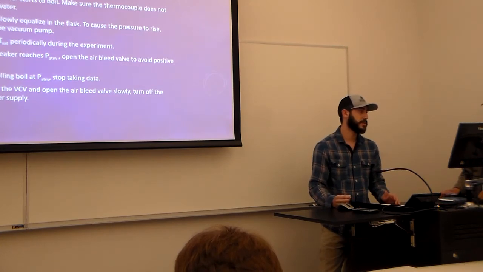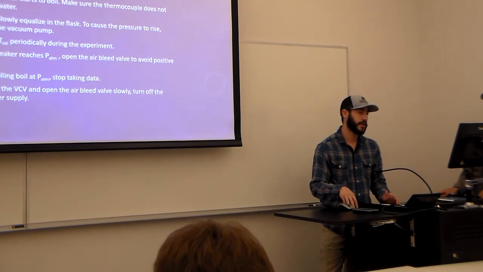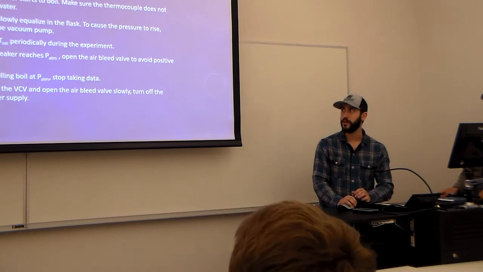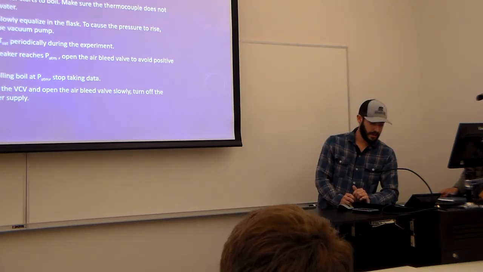Next, the pressure needs to slowly equalize in the flask. So to cause the pressure to rise, you're going to slowly close off the lines of the vacuum pump. Then you're going to want to keep an eye on the saturation pressure and temperature periodically during the experiment. And before the pressure in the beaker reaches atmospheric, you're going to open the air bleed valve to avoid positive buildup. Now, after the water reaches a rolling boil at atmospheric pressure, you're going to want to stop taking data.